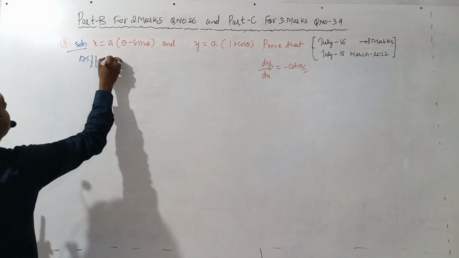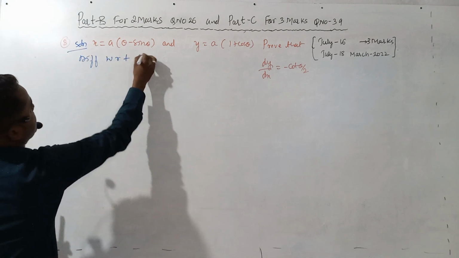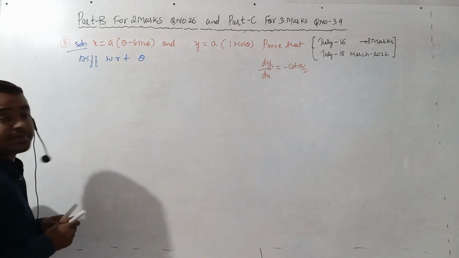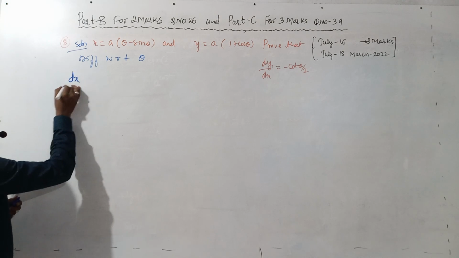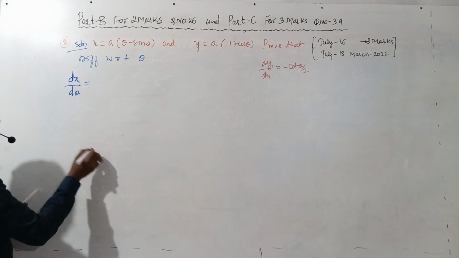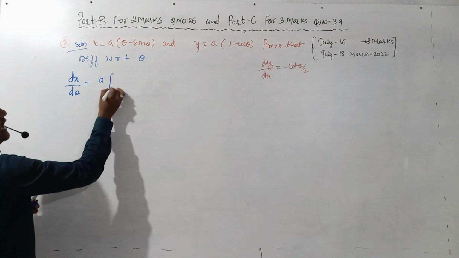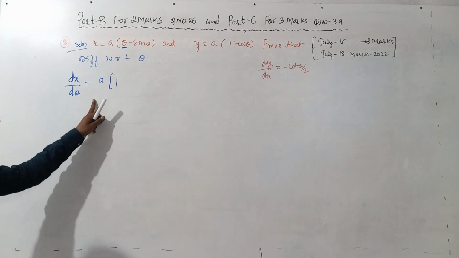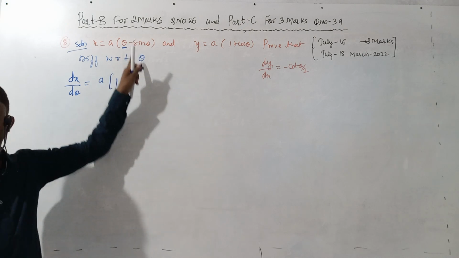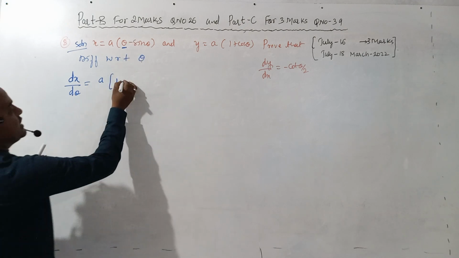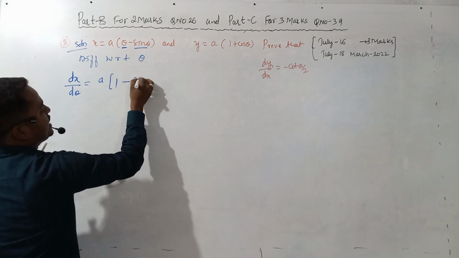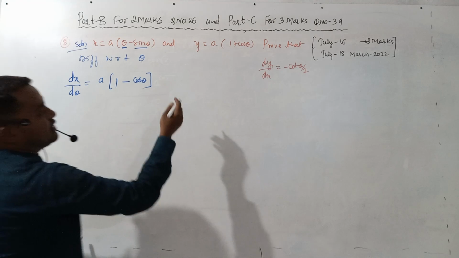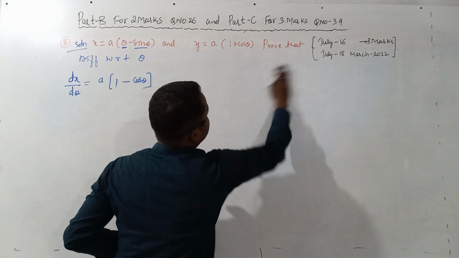Differentiate with respect to theta. Derivative of x with respect to theta is dx by d theta. Keep a as it is, since a is constant. Derivative of theta with respect to theta is 1, minus derivative of sine, which is cos theta. So dx by d theta is a(1 minus cos theta). Then y is equal to a(1 plus cos theta).